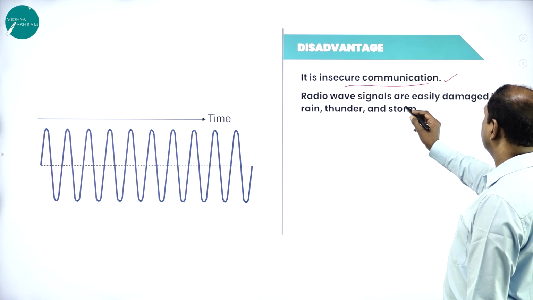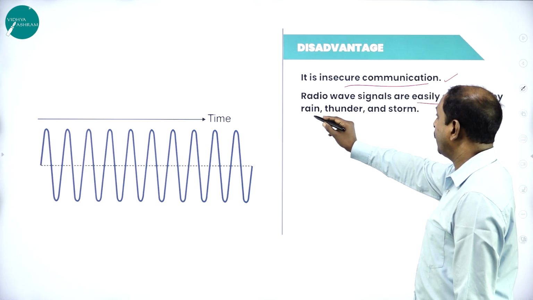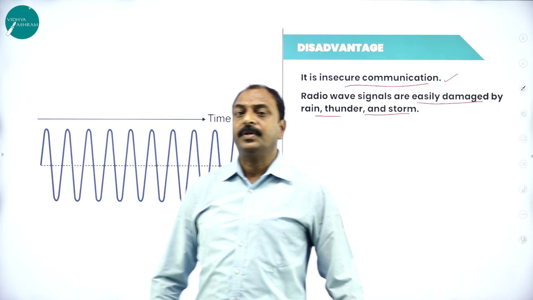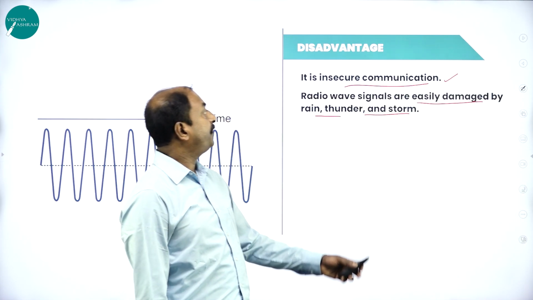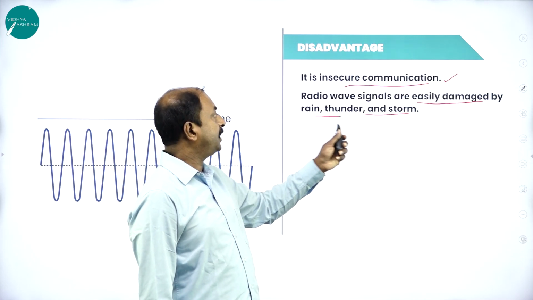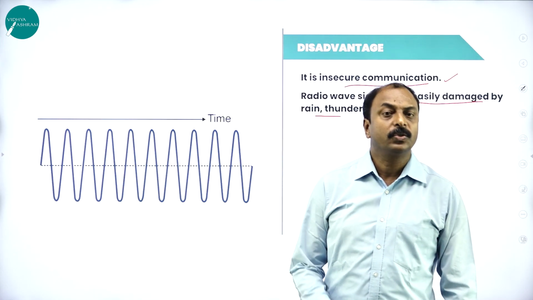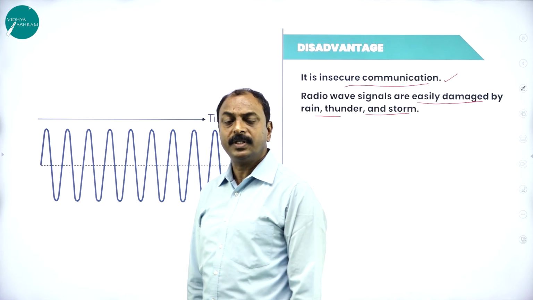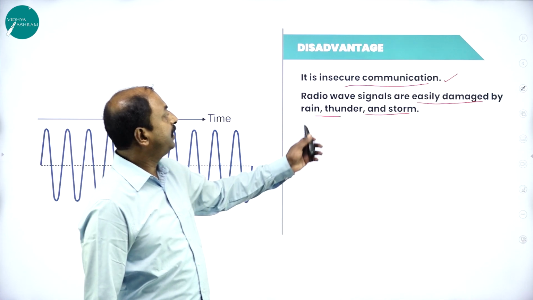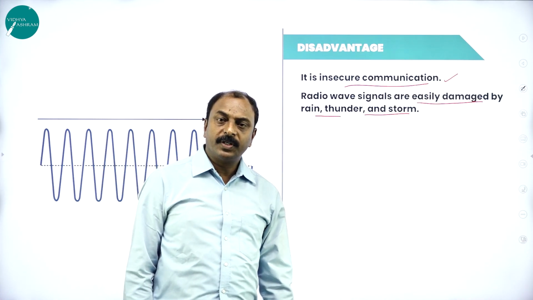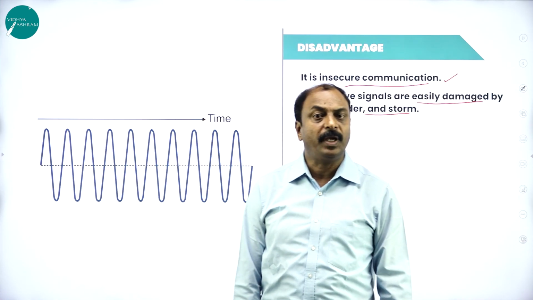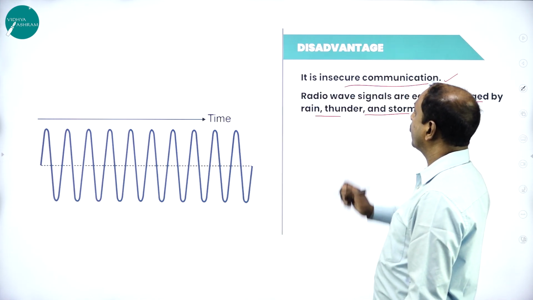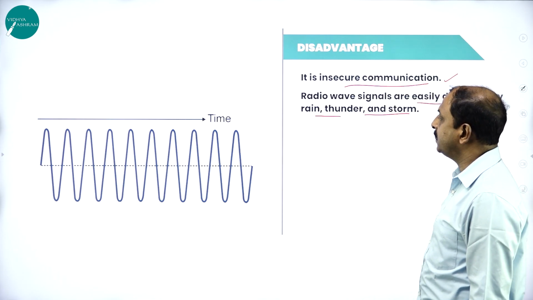Radio wave signals are easily damaged by rain, thunder, and storm. This is a common problem with respect to the season. If it is a rainy season, or thunder or storm, there are chances of losing or damaging the signal, which is going to affect our communication. In these conditions, it is very difficult to have effective communication between two communication devices in a network. This is the drawback of radio wave technology.